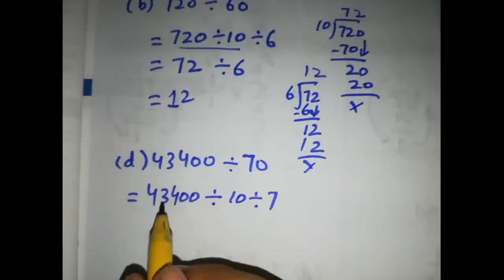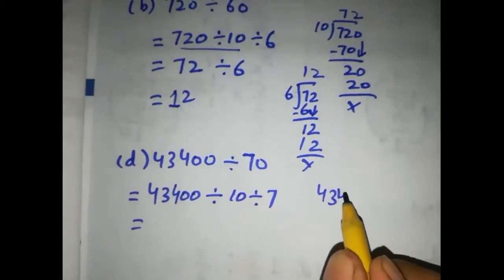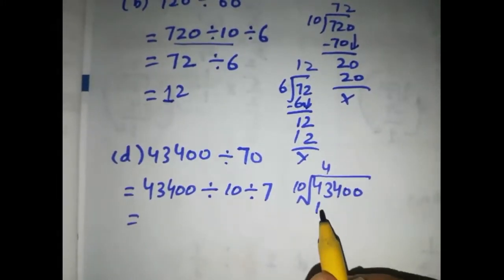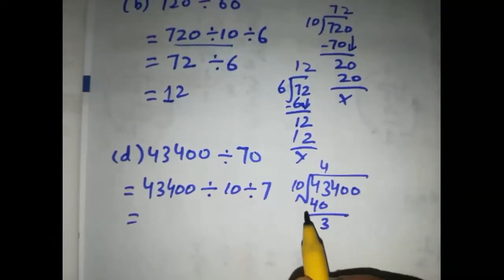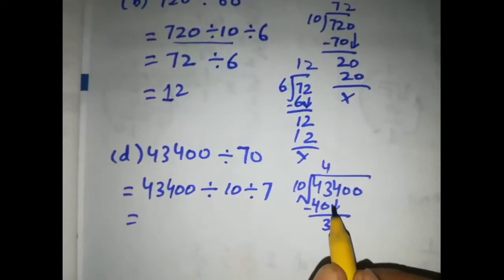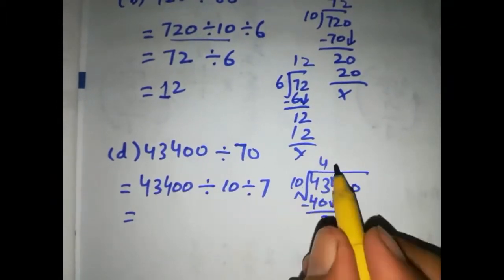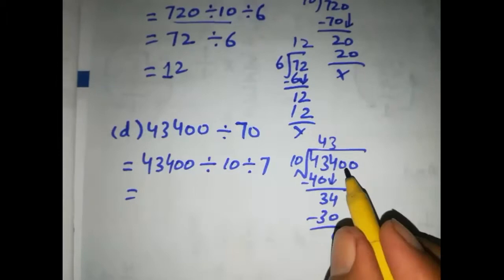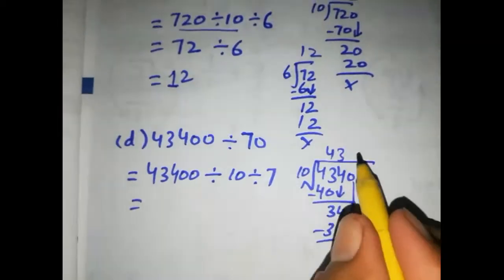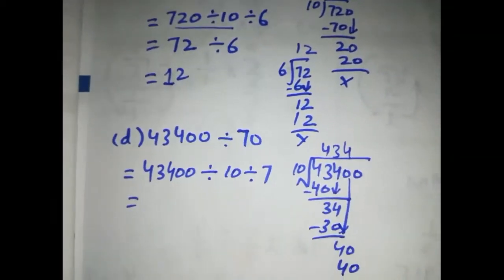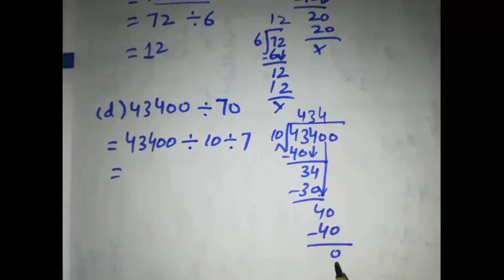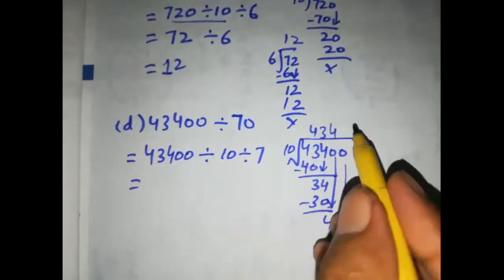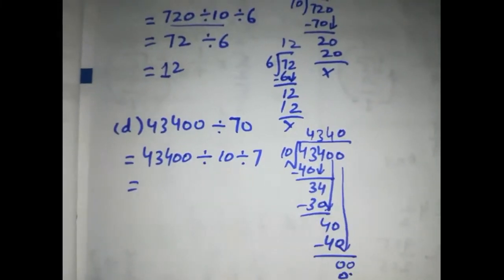Initially I will divide 43,400 by 10. 10 fours are 40. By subtracting we will get answer 3. This 4 moves below. So 34, 10 threes are 30. By subtracting we will get answer 4. This 0 moves below, 40. 10 fours are 40. By subtracting we will get answer 0. Now this 0 moves below, 10 zeros are 0.